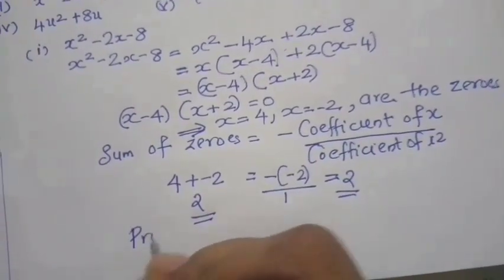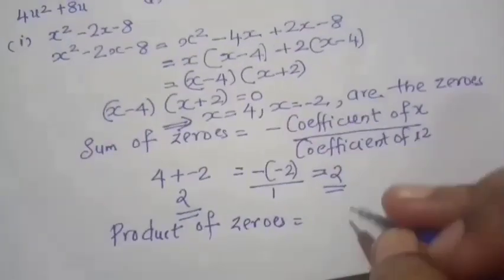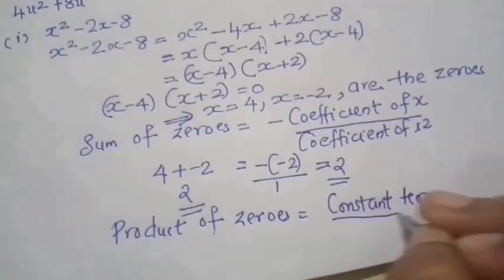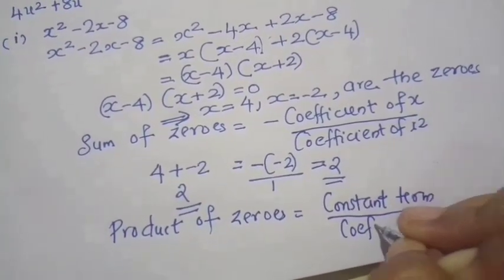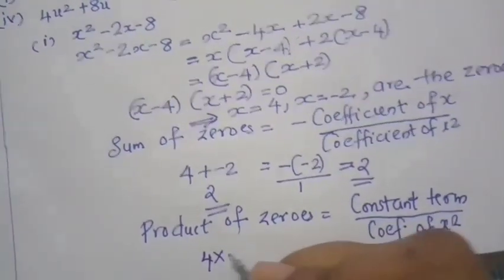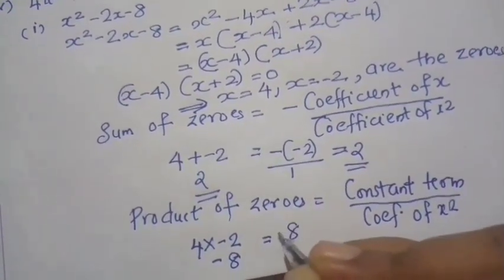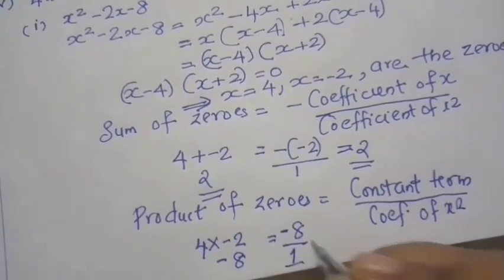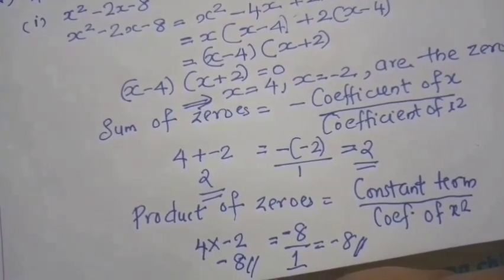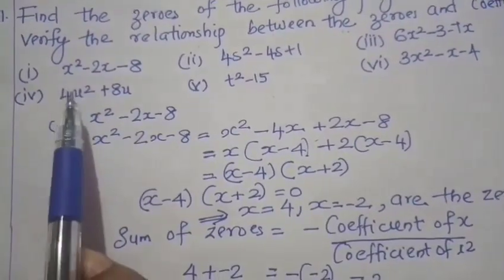Second is product of zeros. What is the product of zeros equal to? Constant term divided by coefficient of x square. What is the product of the zeros? What are the zeros? 4 into minus 2. That will give you equal to minus 8. What is the constant term here? Minus 8. What is the coefficient of x square? 1. So that will also give you minus 8. So you have proved that product of zeros is equal to constant term by coefficient of x square. Thus, the relationship between zeros and coefficient are proved or verified in the first question.